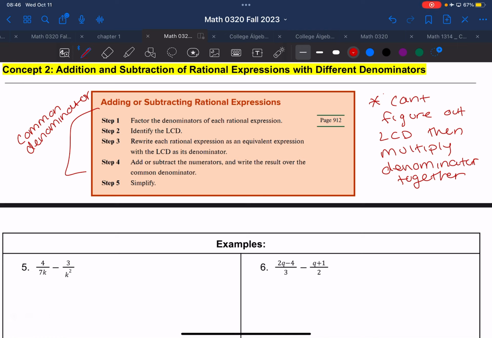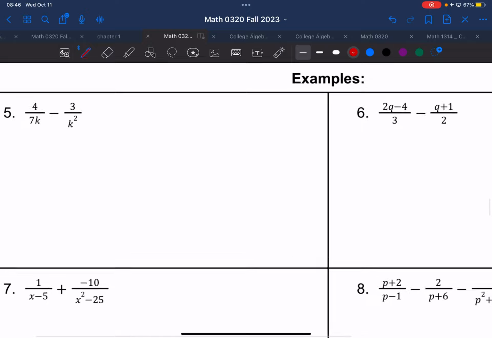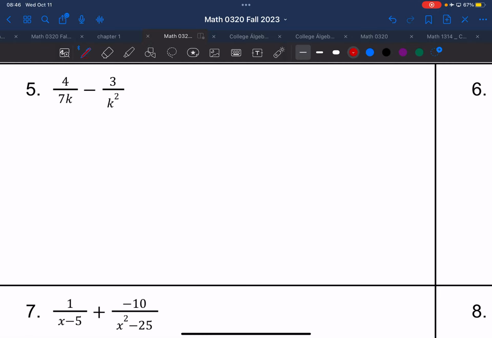Let's go ahead and look at number 5. Okay. Number 5, we have our two rational expressions, 4 over 7k minus 3 over k squared. Do they have a common denominator? No. What is missing from this first fraction in order for them to have similar denominators? Good, it's missing that squared, right? So that squared tells us that instead of 1k, there's how many k's? 2. So that means this part of the fraction is just missing a k.